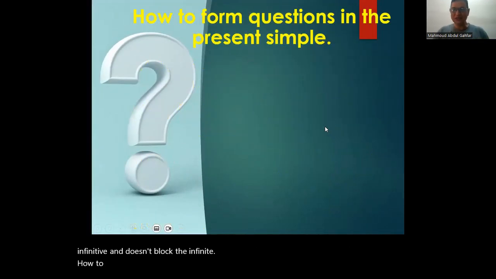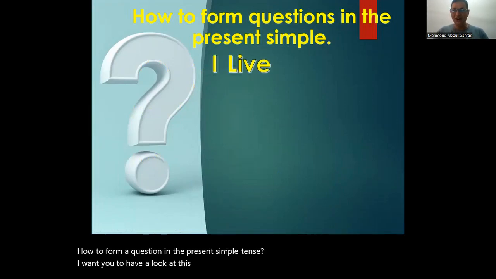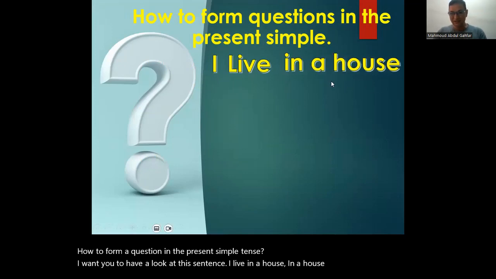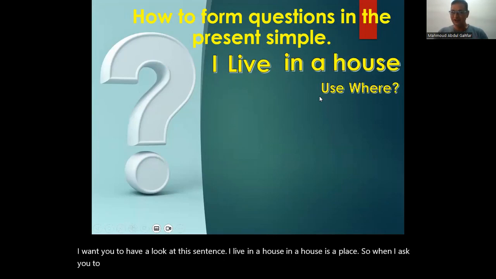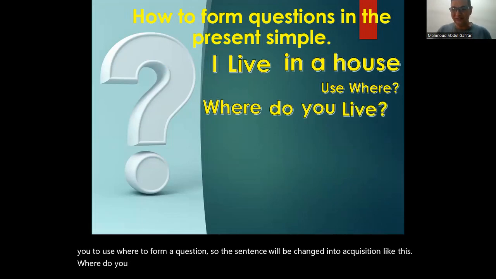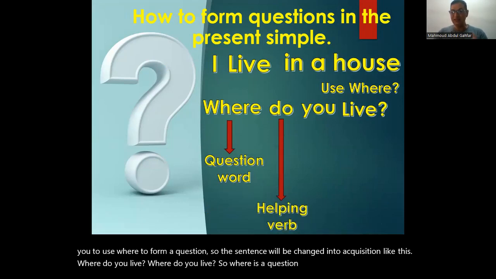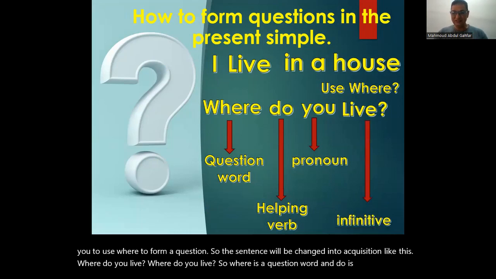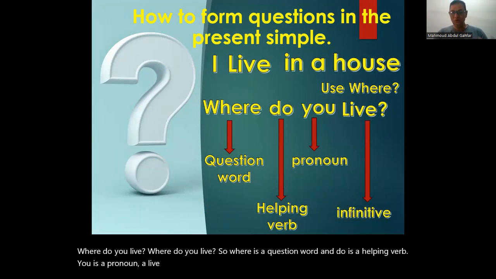How to form a question in the present simple tense? I want you to have a look at this sentence. I live in a house. In a house is a place. So when I ask you to use where to form a question, the sentence will be changed into a question like this: Where do you live? Where is a question word and do is a helping verb. You is a pronoun and live is an infinitive. So, where do you live?